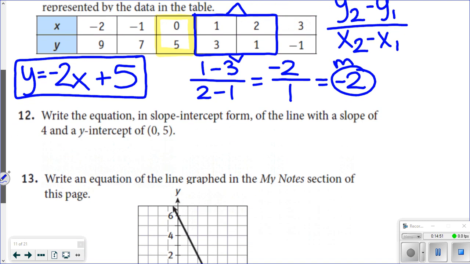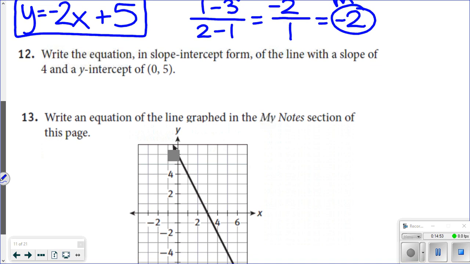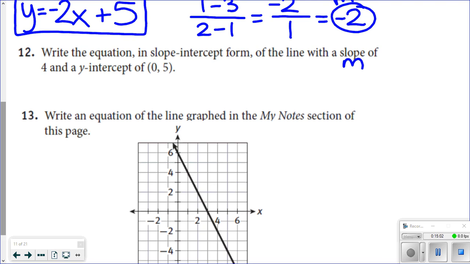All right, you can do question 12. Write the equation in slope-intercept form. You know the slope, or the m, which is 4, and you know the y-intercept, the b. Go ahead and try to write it. y equals 4x plus 5.